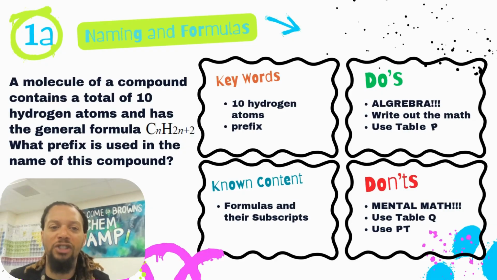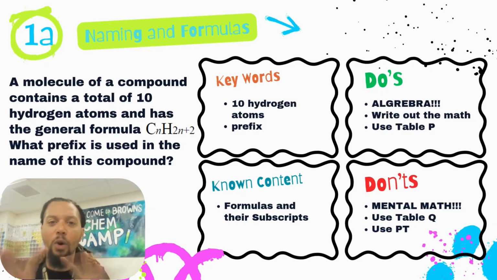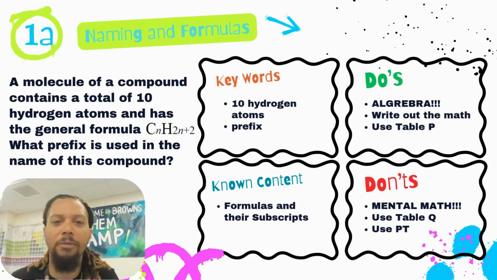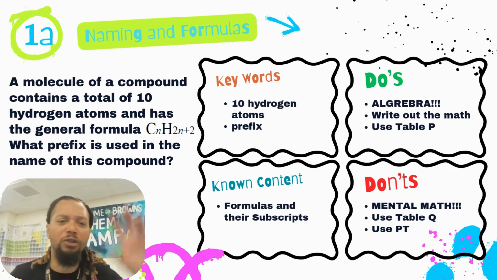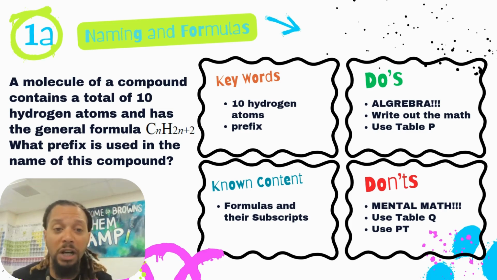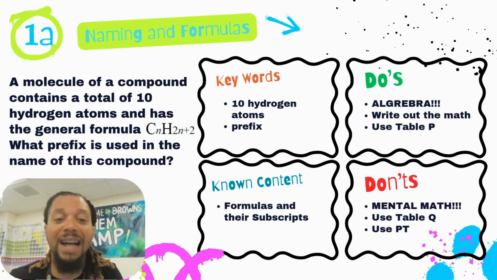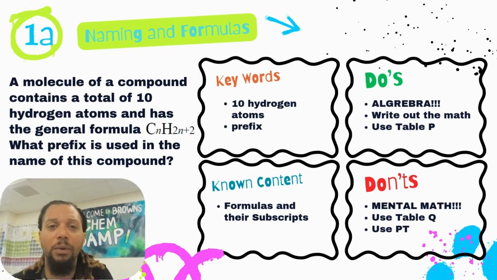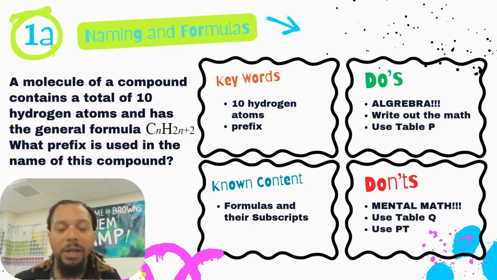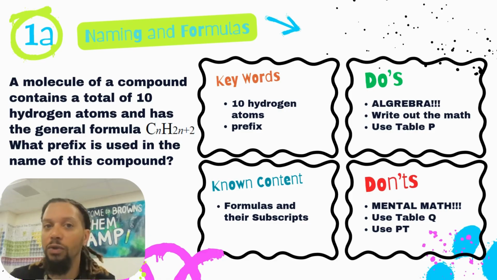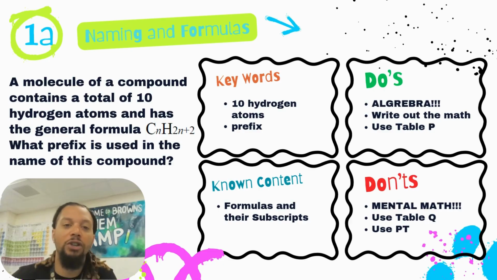All right, the first question. For each of these questions, I'm going to have 4 categories of boxes set up for you so that we can go over things. First, keywords from the question. Then known content: what is the known content that we need to know to be able to answer the question? Then do's, what are we going to do for the question? And don'ts, what are we not going to do for the question? So keywords, well, let's read the question first.